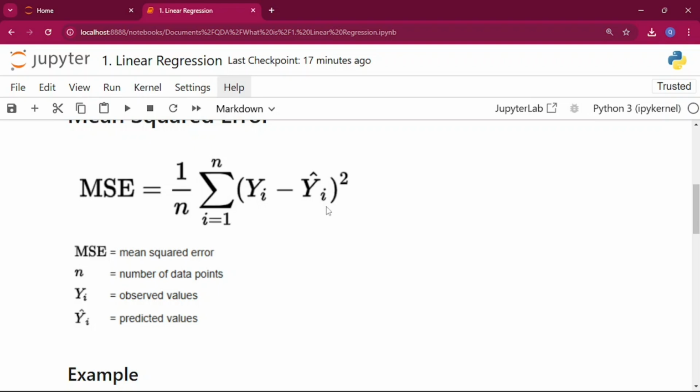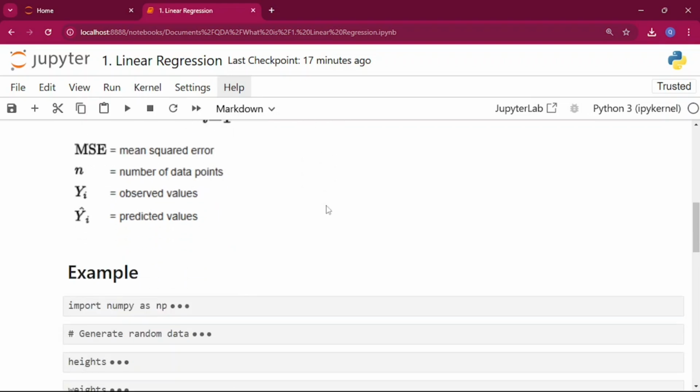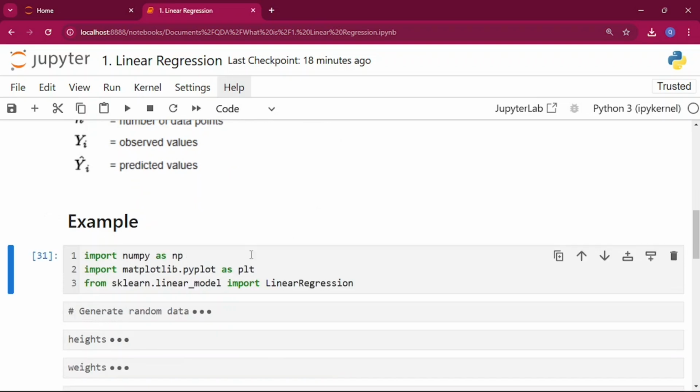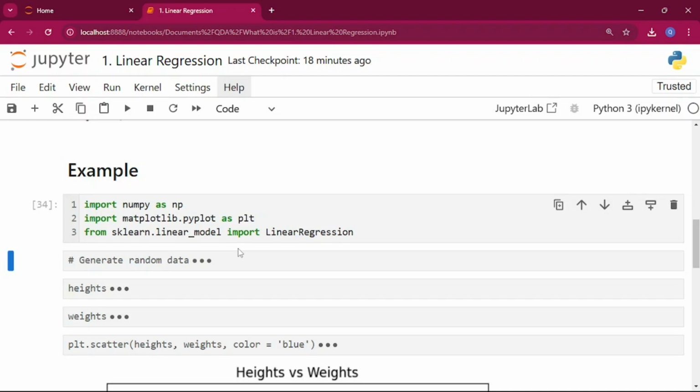So now let's take one example to understand linear regression. First, we'll import our libraries. I'm importing NumPy, Matplotlib for the visualization, and scikit-learn, which is a popular machine learning library. After importing all these libraries, now let's generate some sample data. We'll simulate some random points of heights and weights.